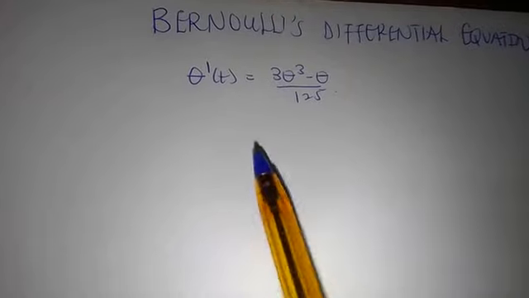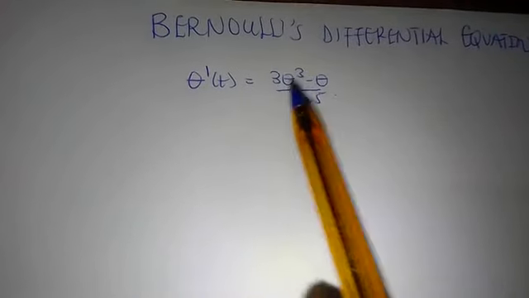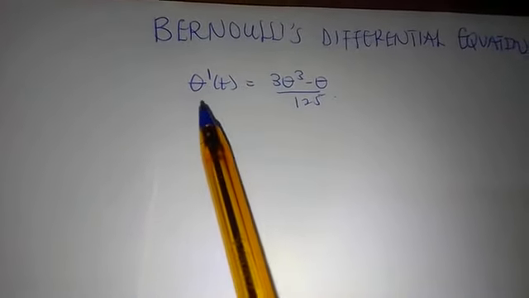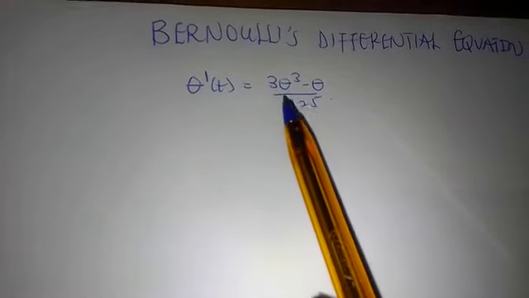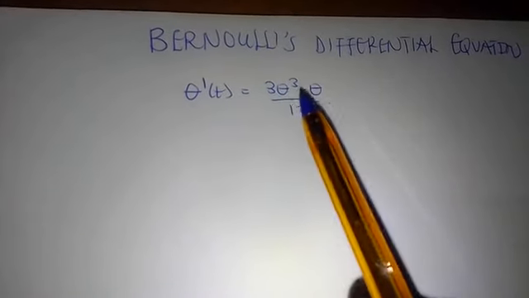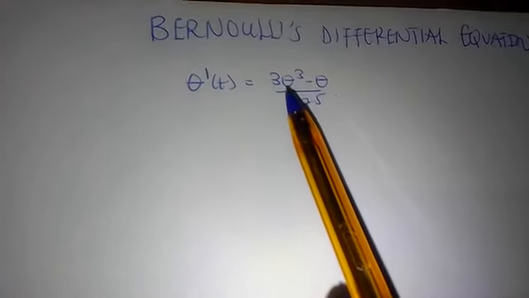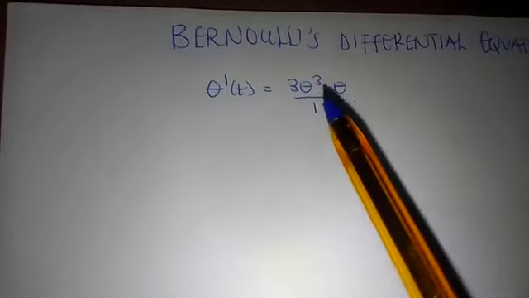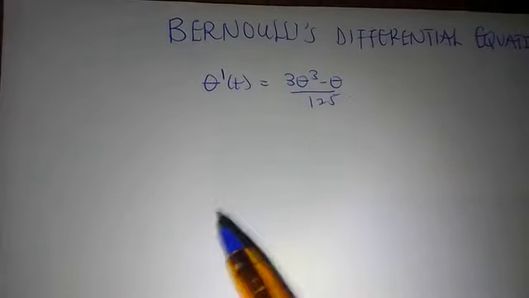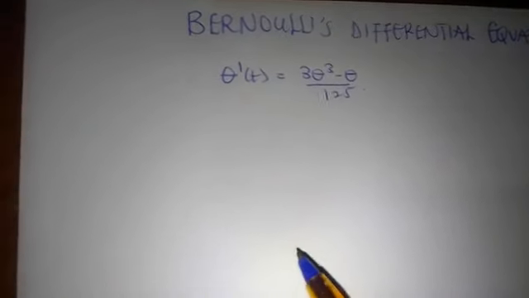So the term theta cube here, now the dependent variable here is theta. If you get a dependent variable which has a power greater than 1 in it, then we say that equation is a Bernoulli differential equation. So let's quickly go through and see how we solve this.